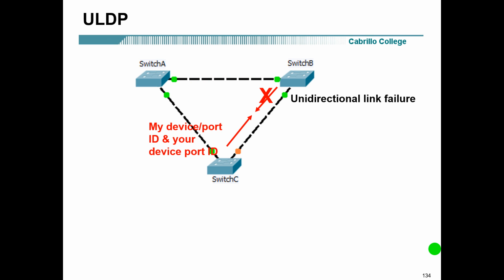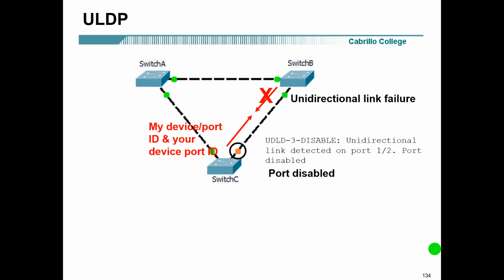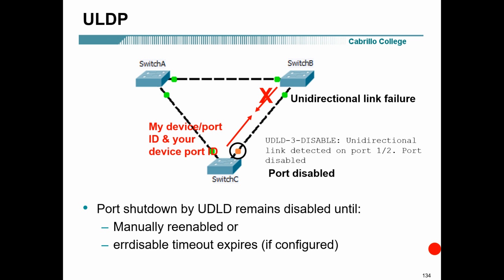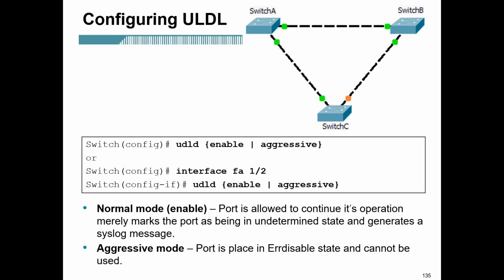Unidirectional link failure means the link between switch B and switch C will go to a port disabled. So it should throw a unidirectional link detected on a specific port, and it will tell you the port is disabled. The port shut down by UDLD remains disabled until either it is manually re-enabled or the error disable timeout expires if you've configured it.